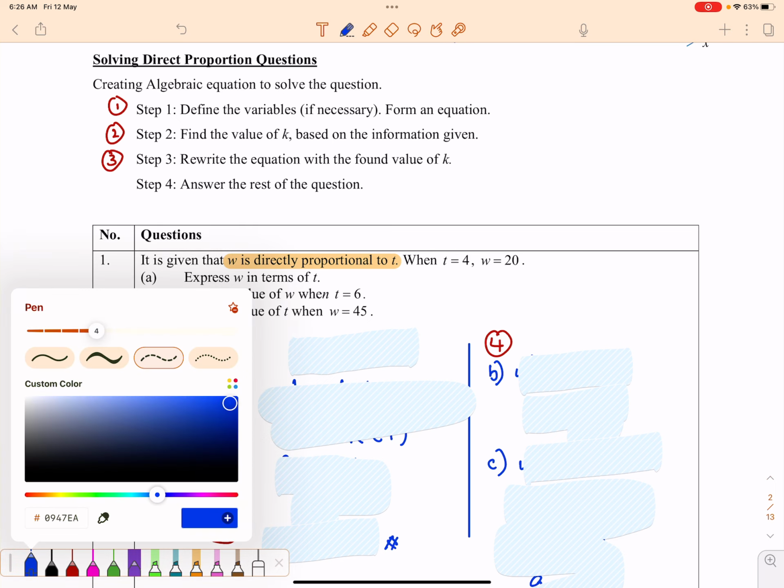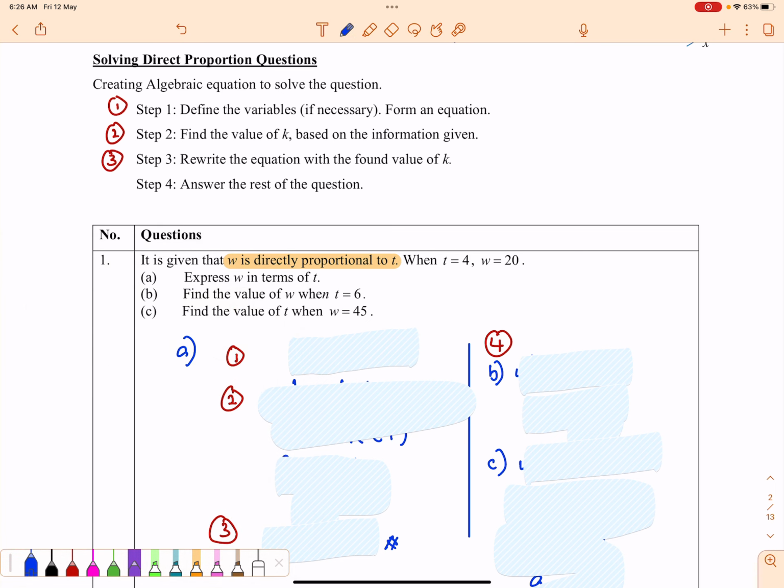Now it says that w is directly proportional to t, and if I want to use this to form one equation, I could then write w is equal to kt, right? Now step number 2, I want to then find the value of k based on the information given. Now in this one sentence question, this is the only information given, right? This is the info given.